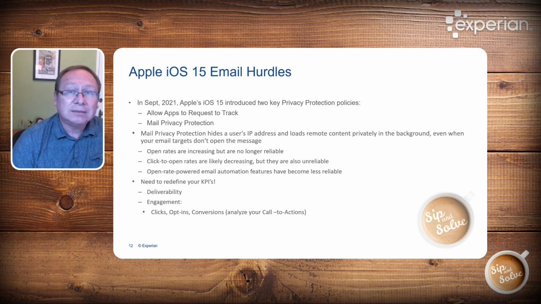And so that KPI is no longer reliable since you have an artificially high open rate. This also causes your click to open rates to be artificially low because of the open rates being high. So that is also going to be an unreliable KPI to work with. So what KPIs in the future should you rely on? Definitely deliverability, as I had mentioned earlier, is going to be very key.